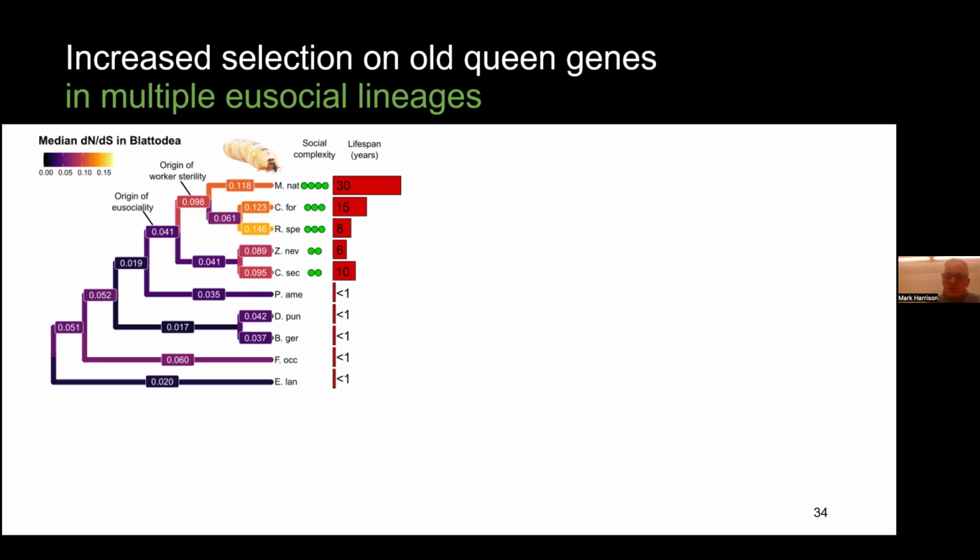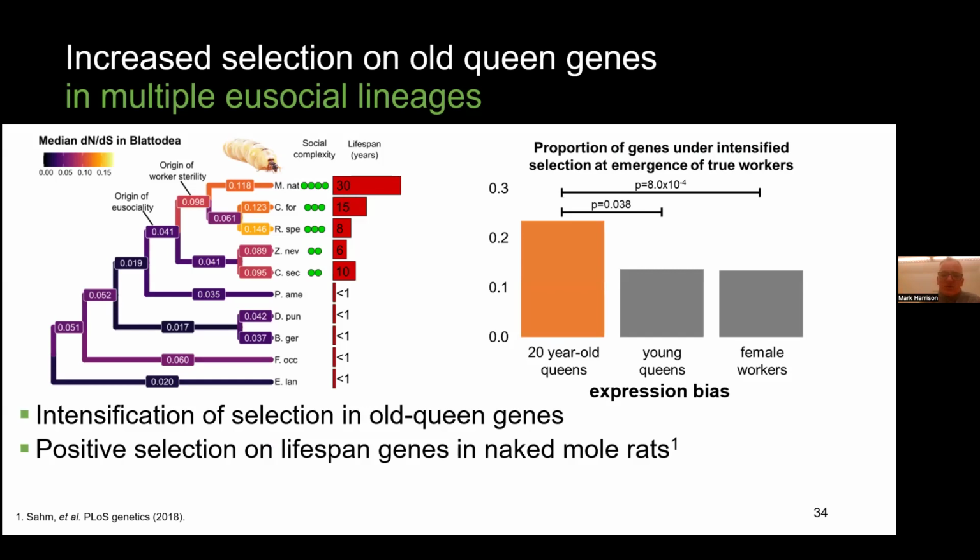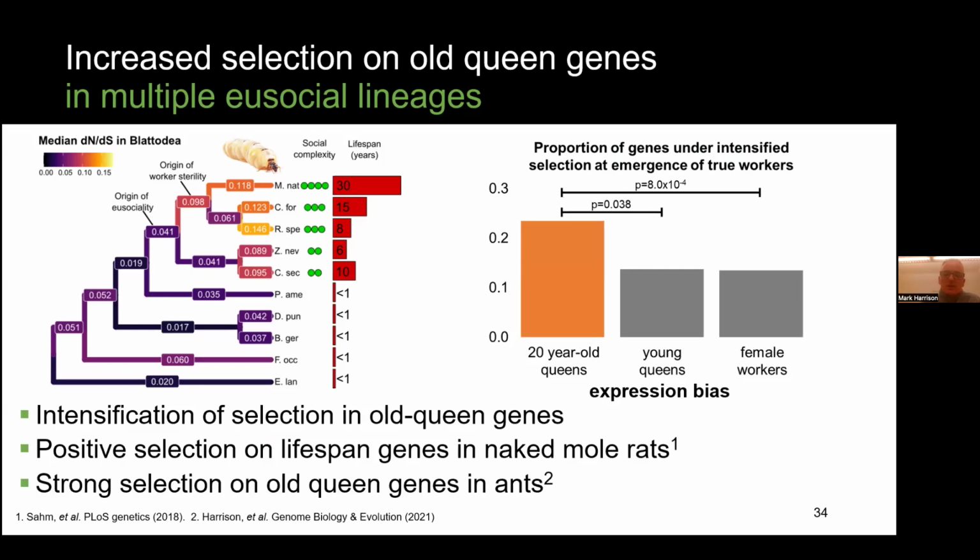So there were also some genes under intensified selection where the sterile workers evolved. And these genes, under increased selection, were enriched for old bias genes, so genes which are important for fitness, survival, and reproduction in the old queens. So a higher proportion of those were overexpressed in the older queens compared to young queens and female workers. And similar things have been found in the mole rat, so positive selection on lifespan genes there. And I presented earlier in this presentation the strong selection of old queen genes in ants as well. So there again, we see this selection for longevity in three independent lineages.